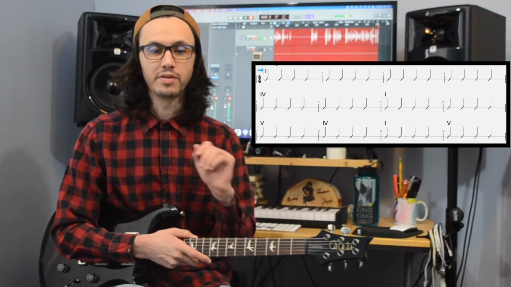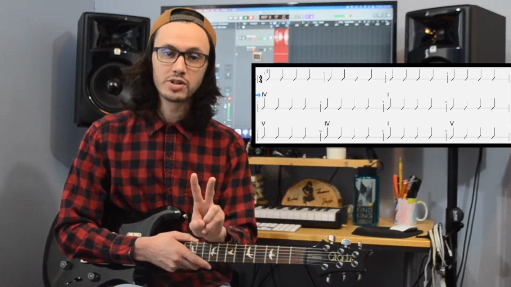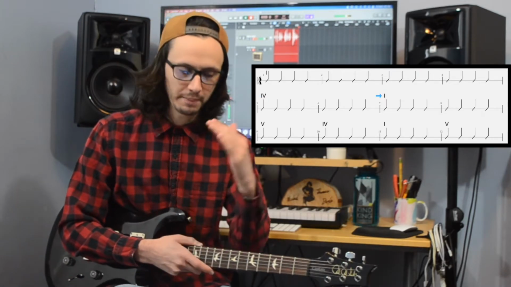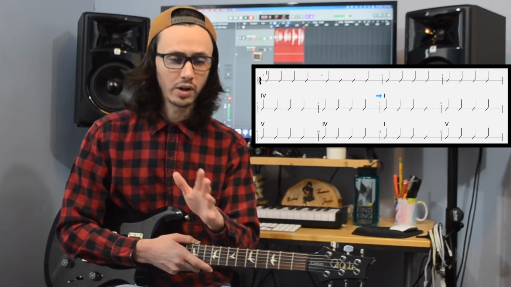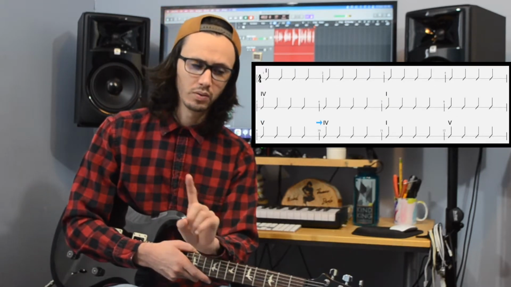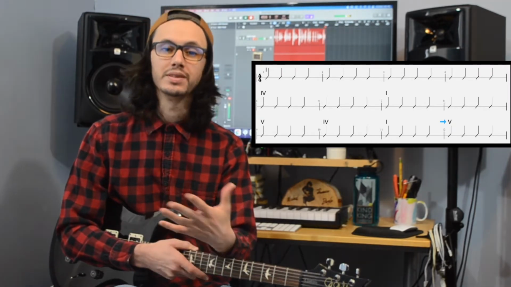So, we have 4 measures of the 1 chord. Second line down, we have 2 measures of the 4 chord, followed by another 2 measures of the 1 chord. The bottom line, which is very important, we call that the turnaround. The turnaround goes 5, 4, 1, 5. And there's different iterations of this. A lot of players will play different chords over that, but on a very basic level, that's pretty much what's going on in the turnaround.